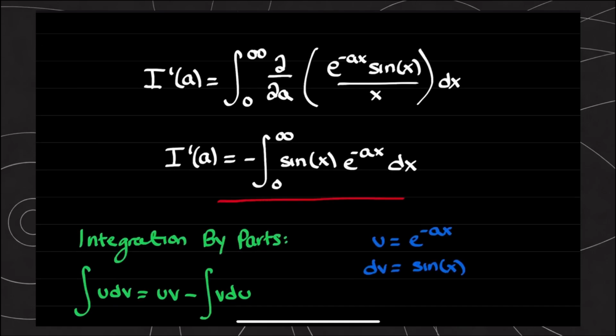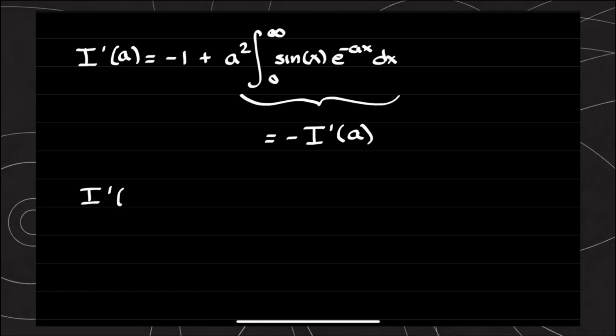We can see why this is true from where we first did integration by parts. This was what I prime of a was equal to initially. With the slight exception of this negative sign, it is exactly what we have currently, and that's why we can go ahead and plug it back in. Plugging this in, we get that I prime of a is equal to -1 minus a squared I prime of a. Now, all we have to do is solve for what I prime of a is equal to.